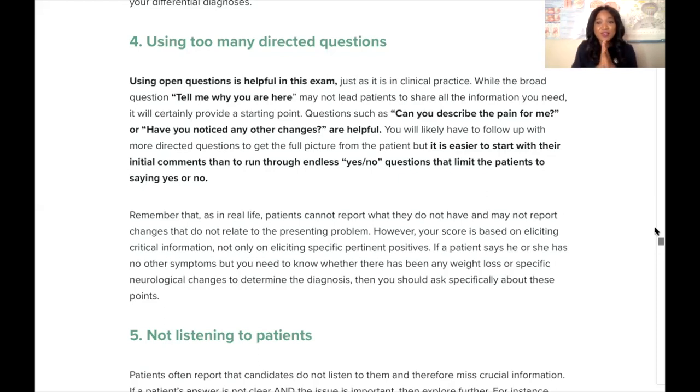Also, it's important for you to listen to your patient. I have a little trick, and let me just share it with you. Whenever you are in an OSCE station, listen to your voice. When you find out you're talking too much, like you're asking questions and you are the one carrying the conversation, you're doing it wrong. Stop.